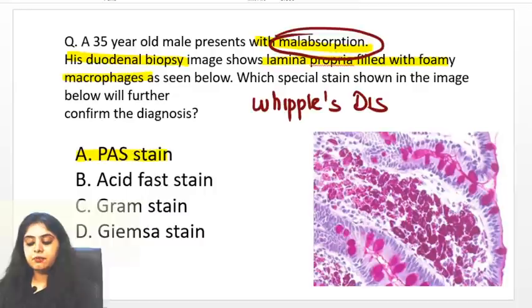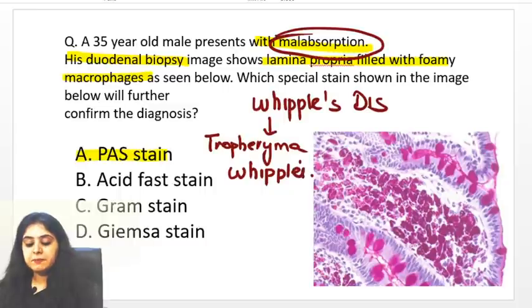Yes. So let me tell you two very characteristic questions about Whipple's disease. Whipple's disease is a type of malabsorption. It is caused by the organism Tropheryma whipplei. So simple, Whipple's disease is by Whipplei. How do you do the diagnosis? To do the diagnosis, the gold standard is biopsy.